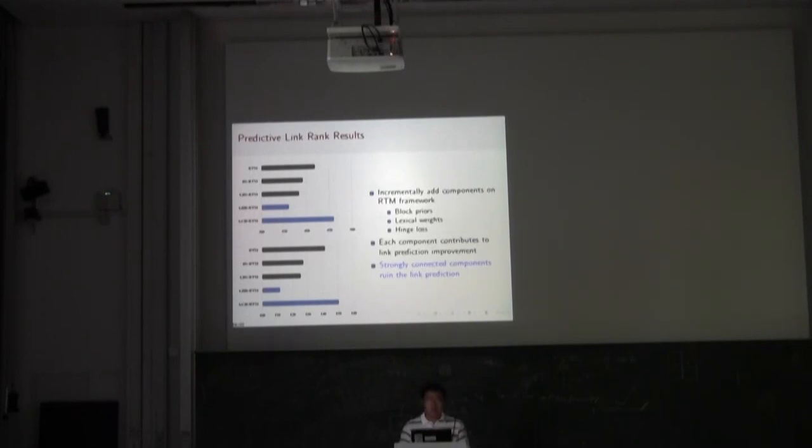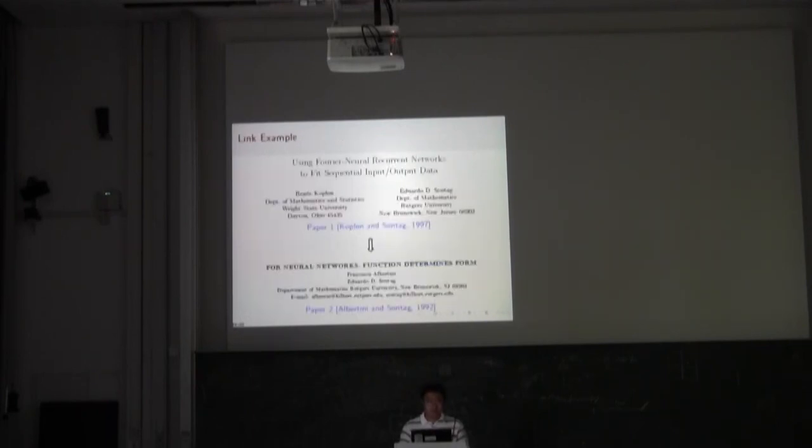So I'm going to look at a pair of papers. The first paper is about using Fourier neural recurrent networks to fit sequential input-output data. And the second one is about neural networks, function becomes form. From the titles, you can intuitively tell that these two papers are about neural networks. So I'm going to focus on the neural network proportion in the topics given by the various models.